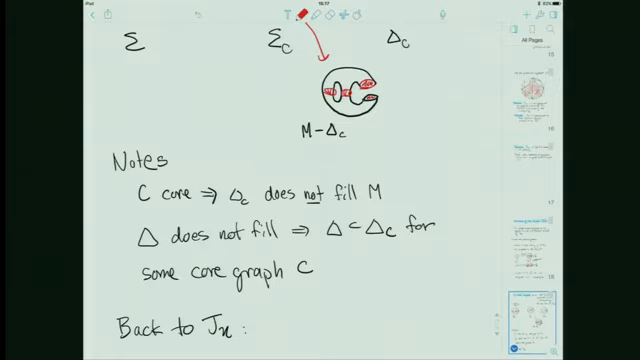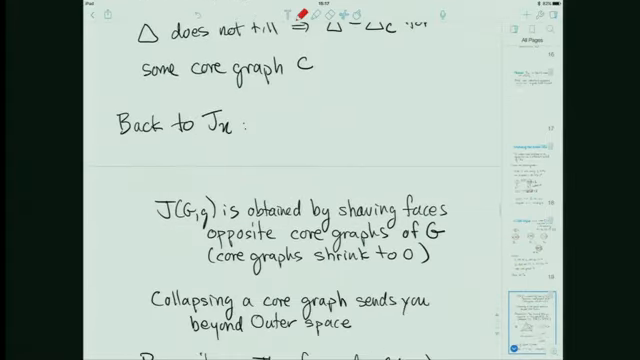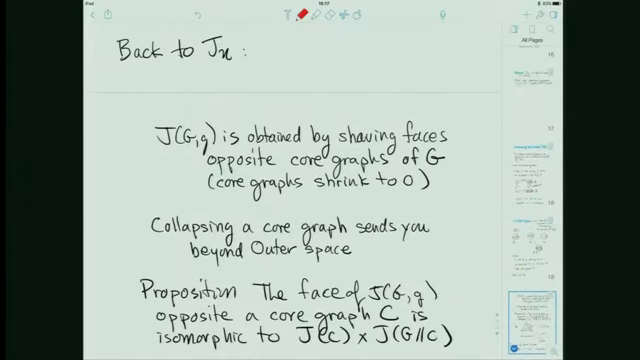I'm worried about time. I'm not going to belabor this point, but let's go back to our joule. So the joule was obtained by shaving faces opposite core graphs, or thinking of core graphs shrinking to zero. So the face opposite a core graph means the core graph is shrinking to zero. A core graph has fundamental group. It's a subgraph that doesn't have any separating edges, so it's got to have some fundamental group. So when you shrink it, you go out of outer space. You go beyond outer space.